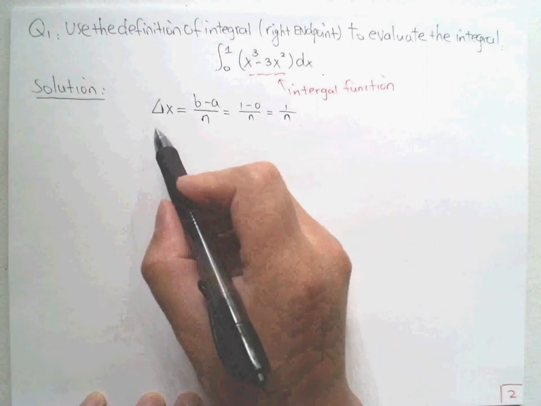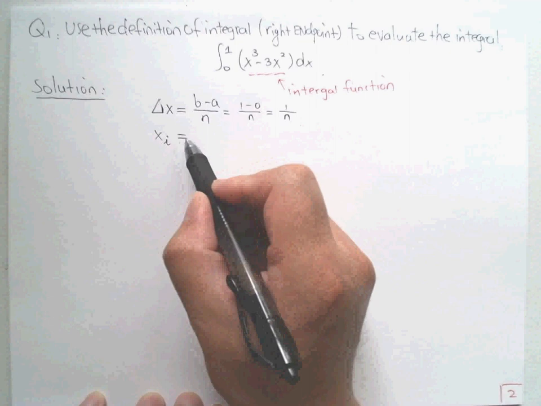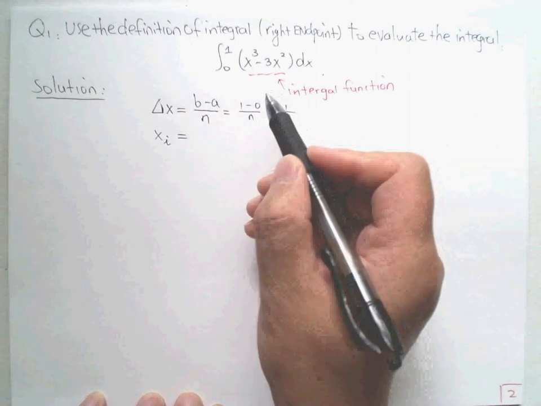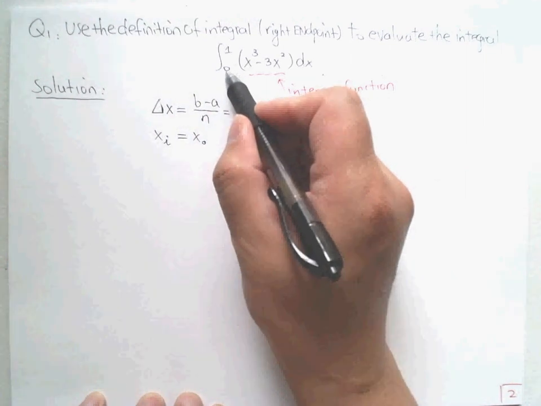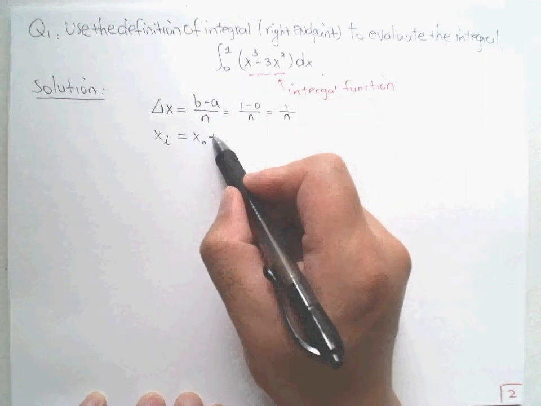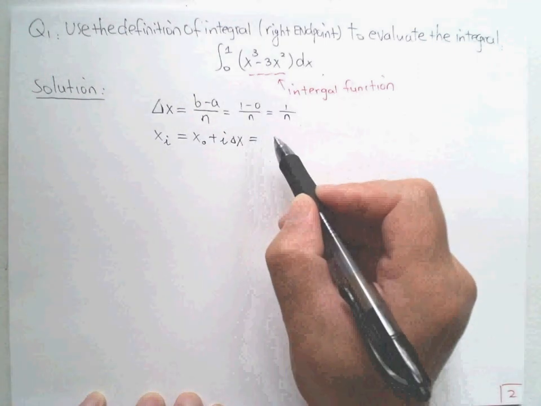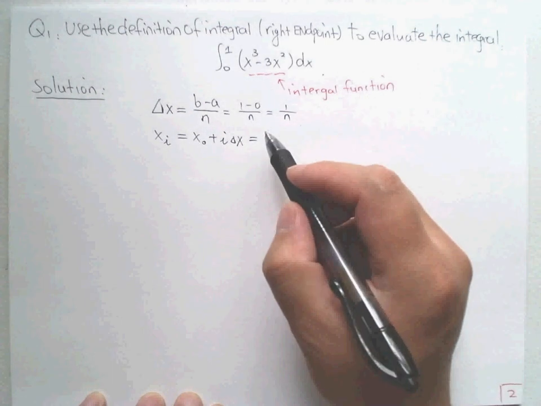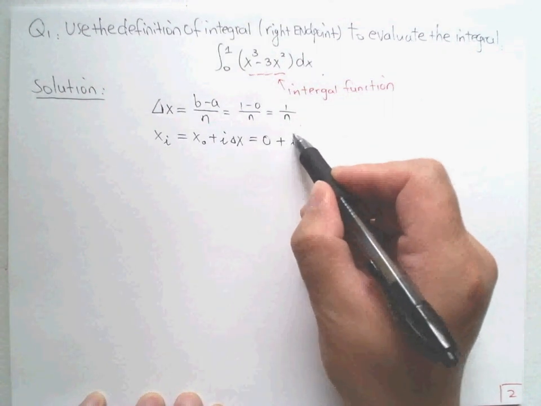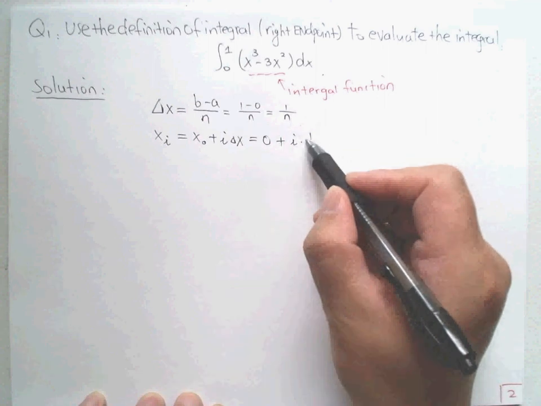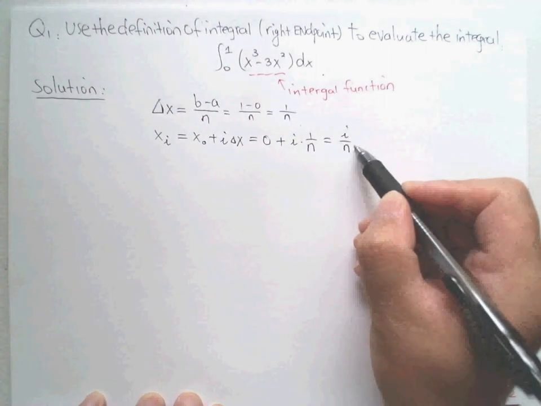Then we find the dividing points x_i, with i going from 0 to n. The definition is x_0, which is a, which is 0 here, plus i times delta x. This is the definition to evenly divide. Then we plug in: x_0 is 0, and delta x is 1 over n, so we write x_i as i over n. Good, we have almost everything.